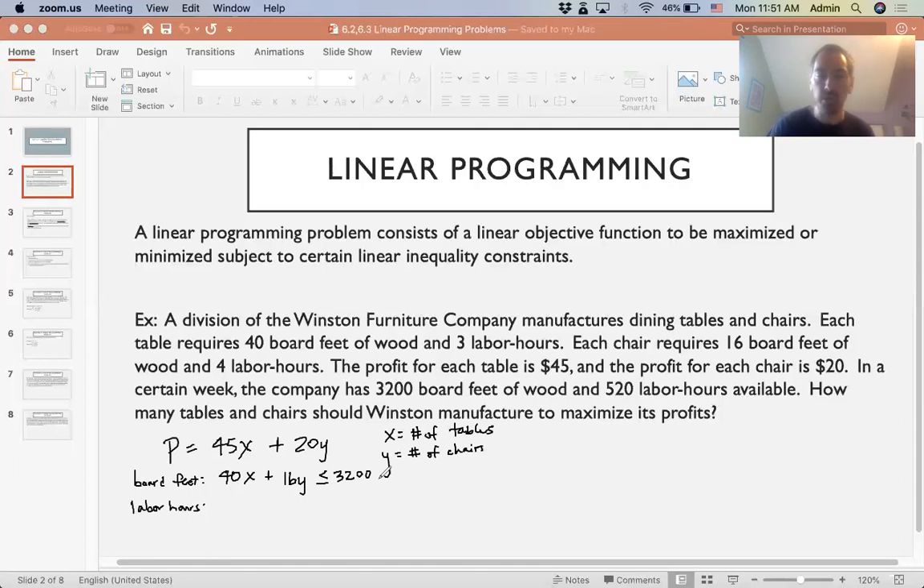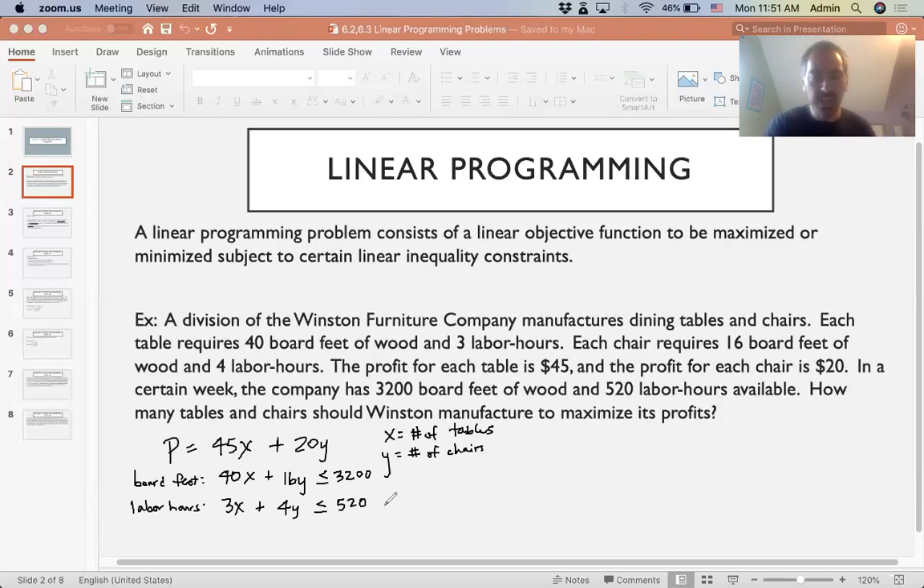We also have a constraint, a limitation on the labor hours, right? We only have 520 labor hours available. So if I do the same thing, if I take this 3x, right, there's 3 labor hours required for each table, and there are 4 labor hours required for each chair. If I were to add those together, that should be less than or equal to 520 labor hours.